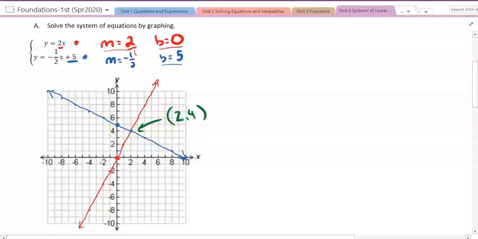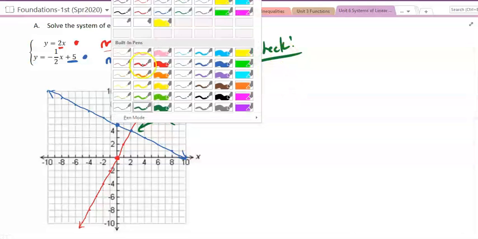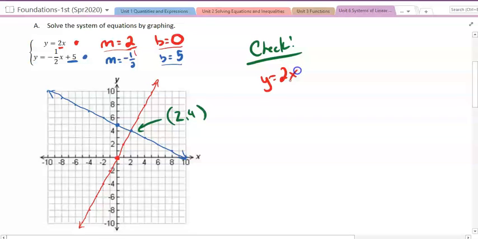Now, can we check our solutions? Of course. So to check our solutions, this is what we did yesterday. We will plug that ordered pair back in and make sure it verifies. And so if I've got y, we can do this in red, y equals 2x, I'm going to substitute in the 2 and the 4.